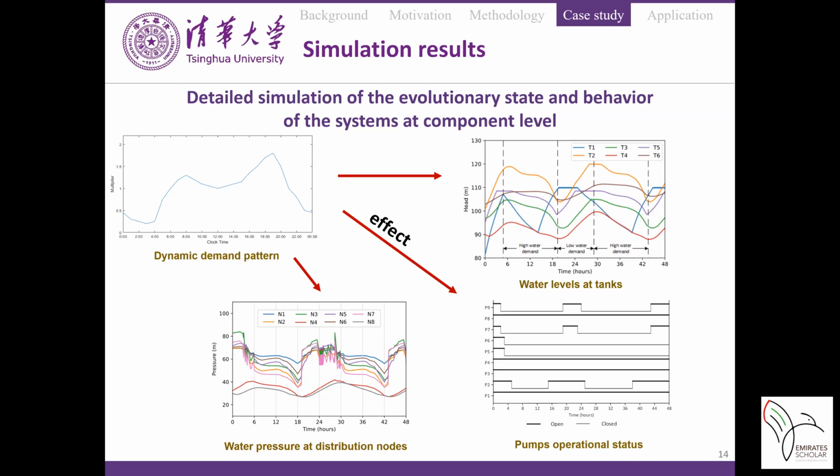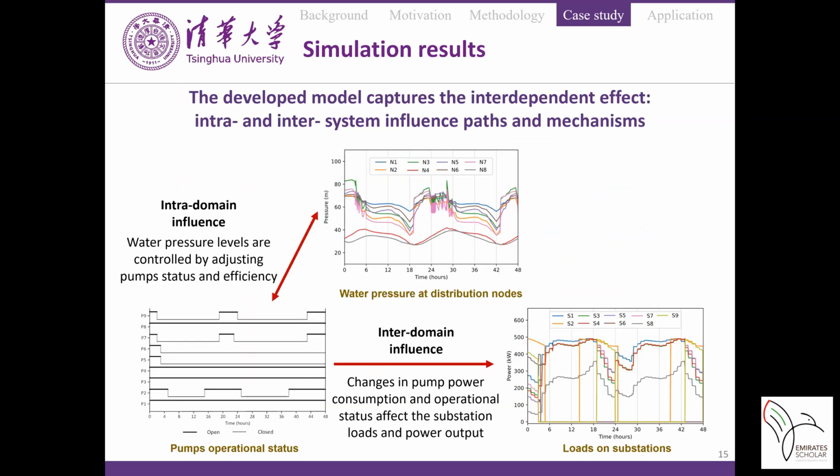Secondly, the developed model was able to capture the interdependent effect. That means the intra and inter-system influence paths and mechanisms could be observed. For example, the changes in water pressure were controlled by the operational statuses of the pumps within the water system. And then we are also able to model how the changes or the dynamic processes happening within the water system are going to affect the power system, since the power system was responsible to supply power to the pumps within the water system.